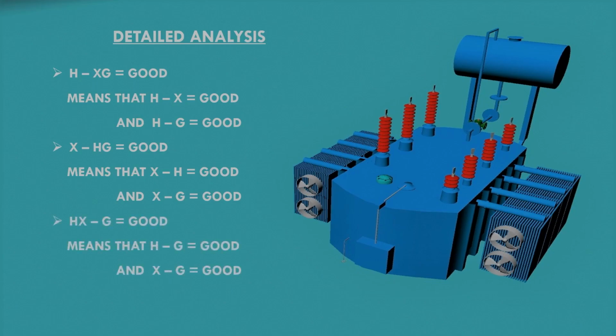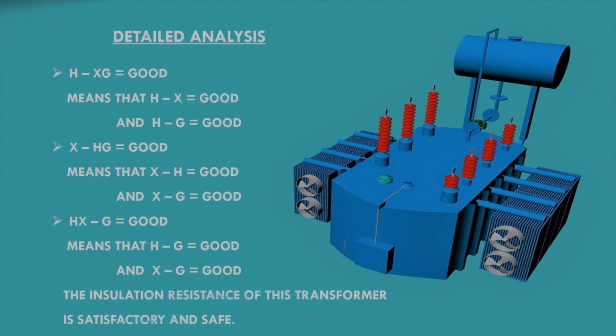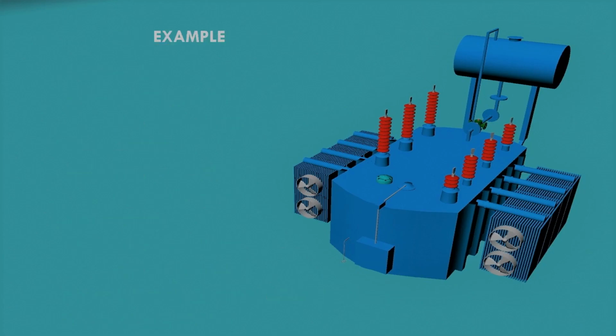From the third result, we conclude that HG is good and XG is good, which means that the insulation between HV winding and ground is good and the insulation between LV winding and ground is good. So, overall the insulation resistance of this transformer is satisfactory and safe. Now let's discuss another example.